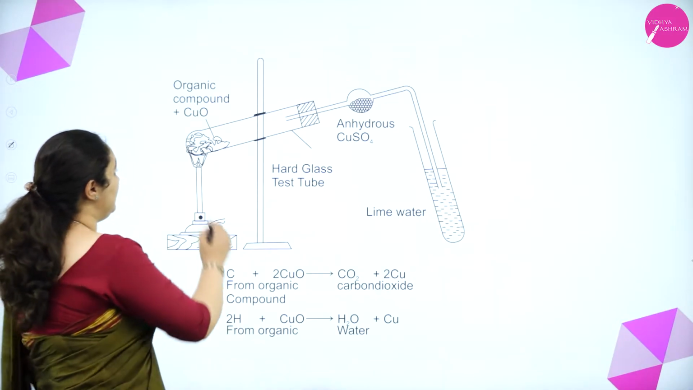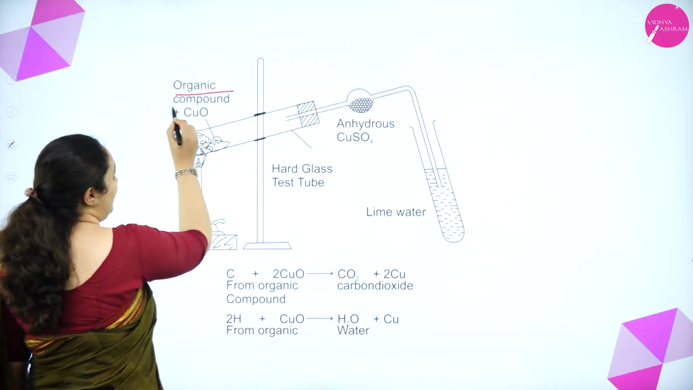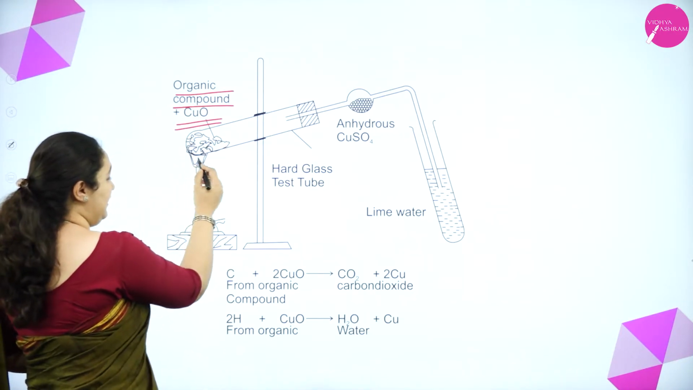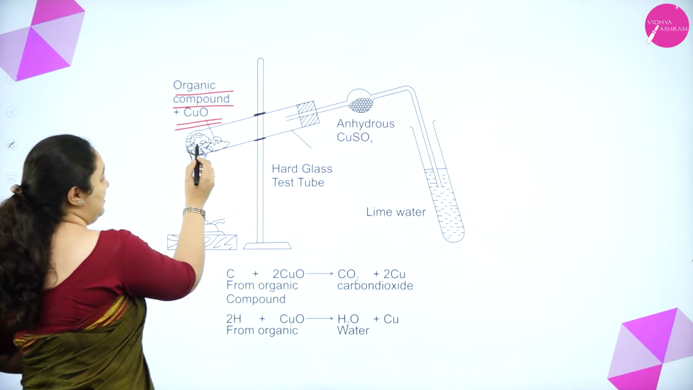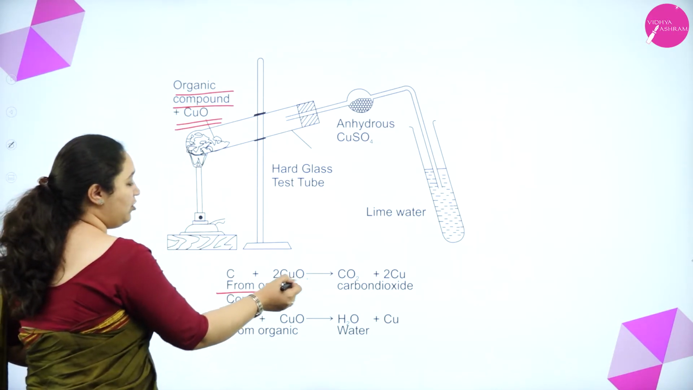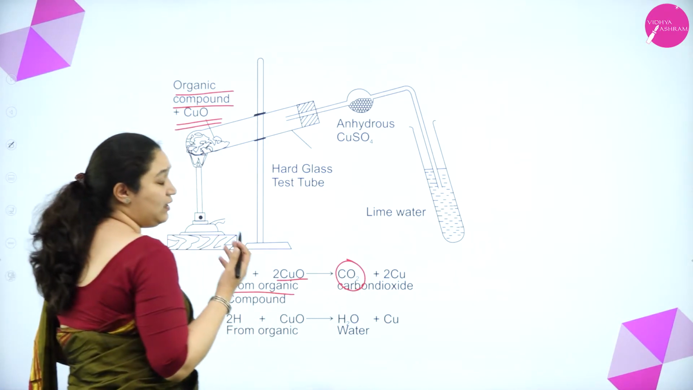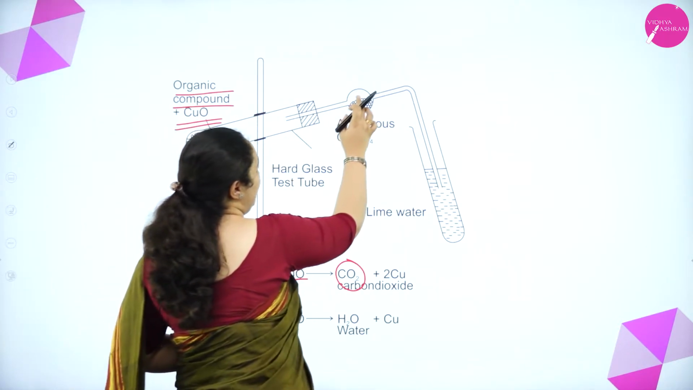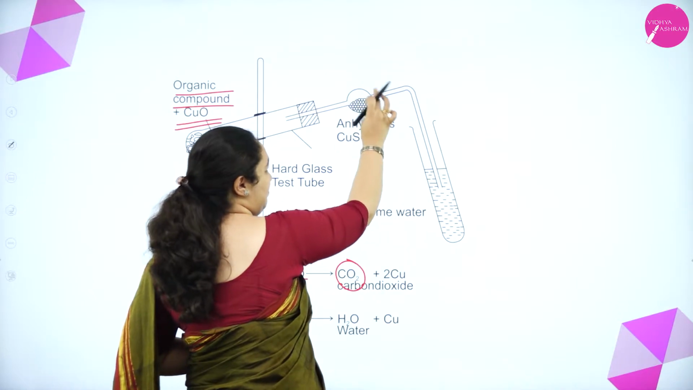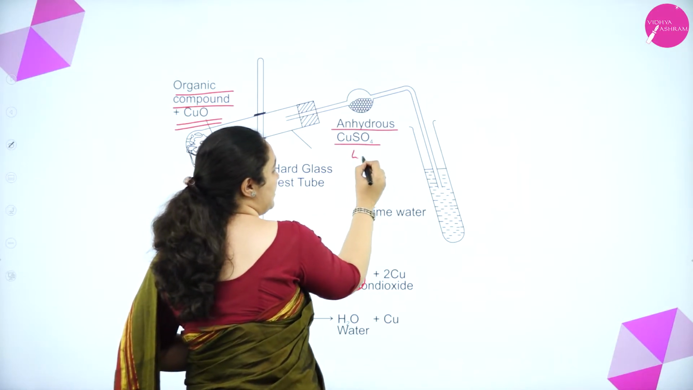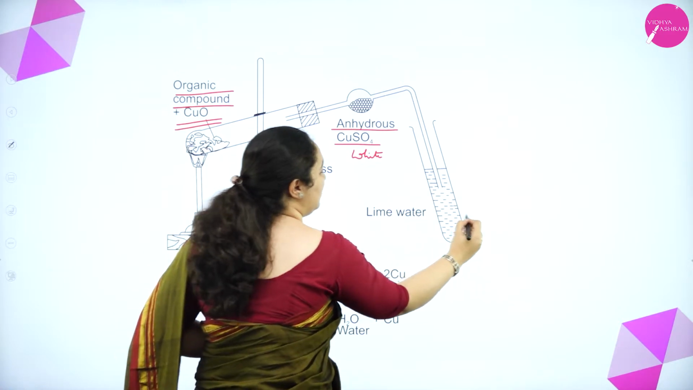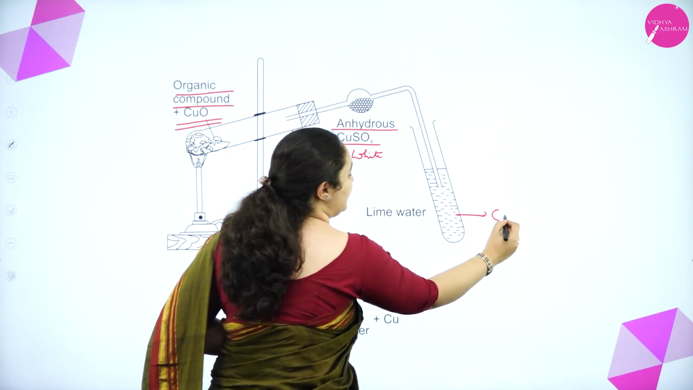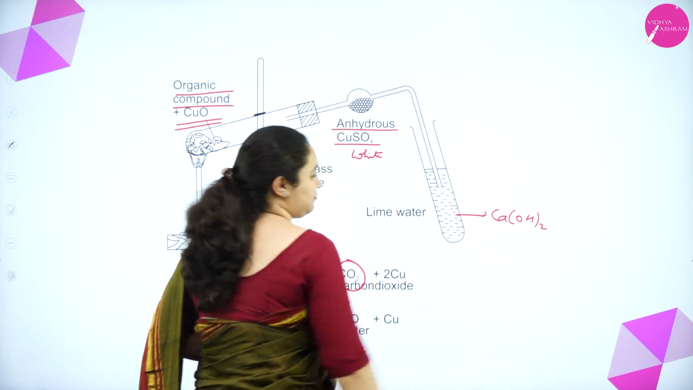So we'll understand this better using the diagram. What we are doing here is, in this test tube we are taking organic compound and CuO, copper oxide, and heating it. Now the carbon which is present in the organic compound reacts with CuO to form carbon dioxide. But we can't see carbon dioxide. So you can see that the test tube is fitted with a tube in which there is a bulb in which we have kept anhydrous copper sulfate, which is white color, and the end of the tube is coming to lime water, that is Ca(OH)2.